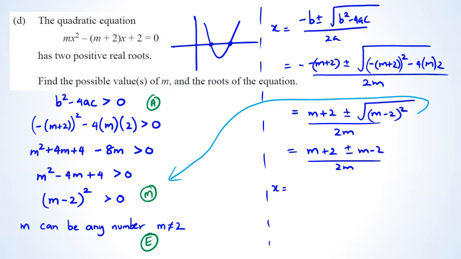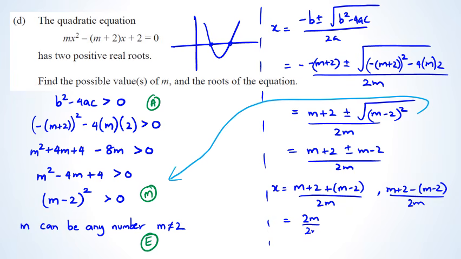So the square root of m minus 2 squared is just m minus 2, divided by 2m. My first solution is going to be m plus 2 plus m minus 2 over 2m, and my second solution is going to be m plus 2 minus m minus 2 over 2m. Solving this, I've got m plus m is 2m, 2 minus 2 is 0, and that's divided by 2m. So one of my solutions is 1. And for my second solution, m minus m is 0, 2 minus minus 2 is 4 over 2m, and this can be simplified as 2 over m.